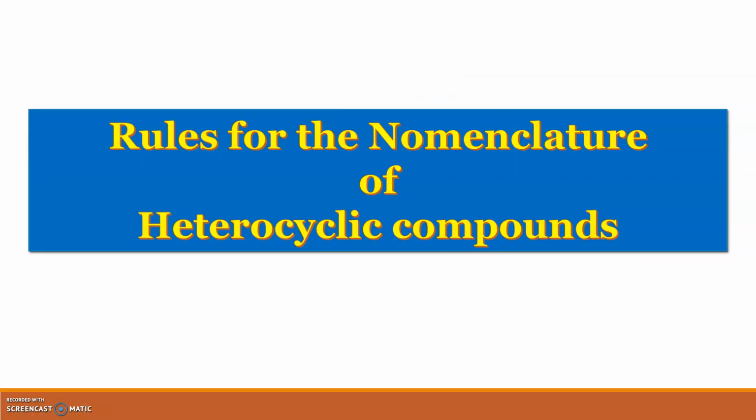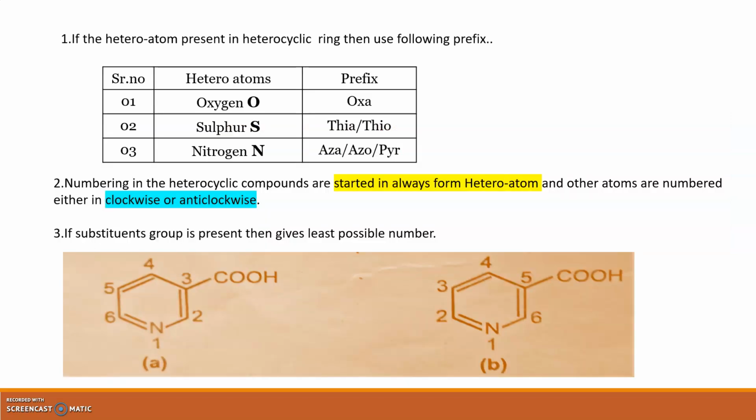Next, a very important point is the rules for the nomenclature of heterocyclic compounds. How to write the chemical name of any structure according to that structure. The first point is very important. If you have a pen or notebook, you can write these points.